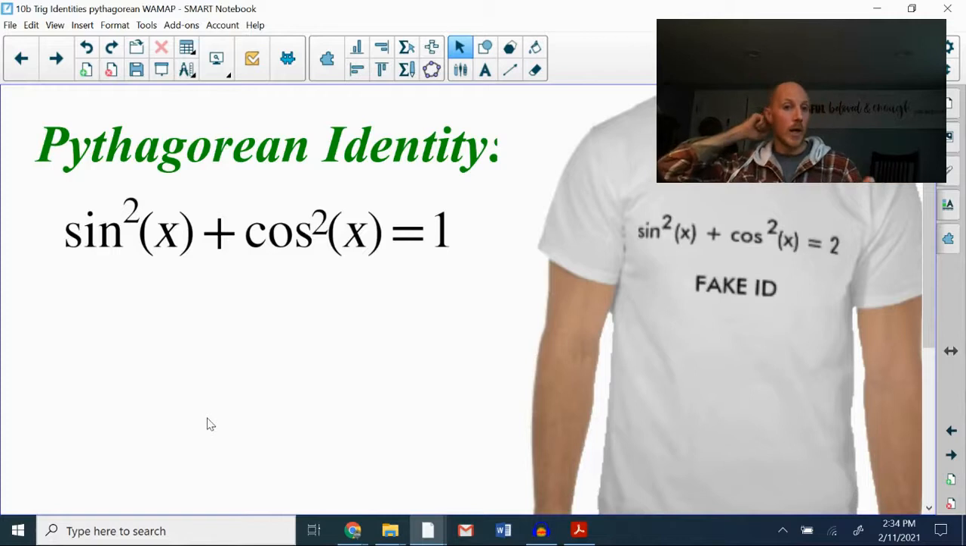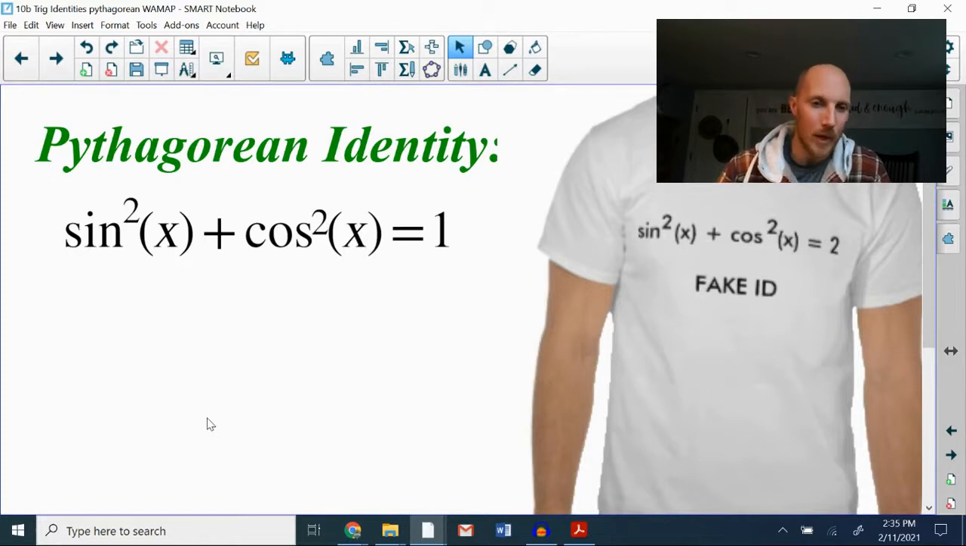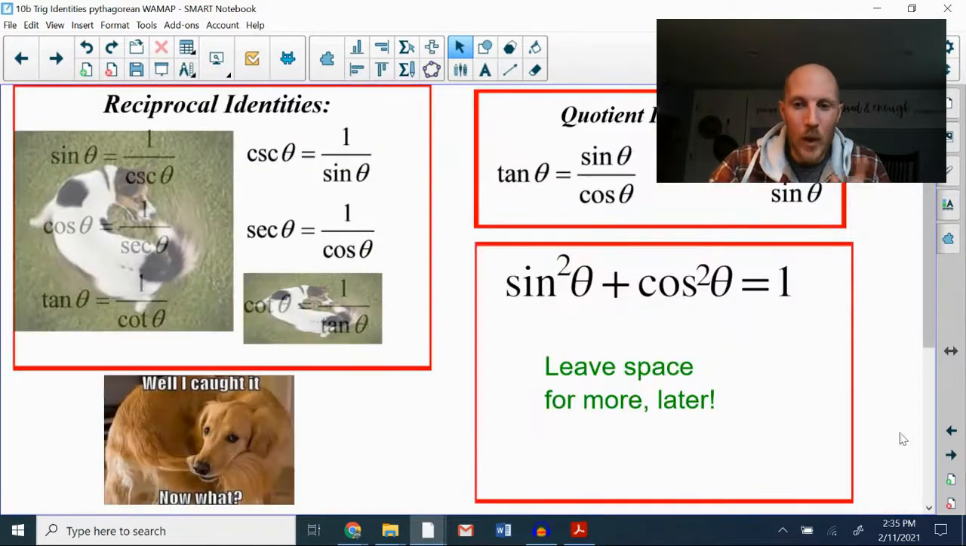Okay, so from the do now, we came up with the Pythagorean identity: sine squared of x plus cosine squared of x equals 1. The variable doesn't make any difference. You call it theta, x, whatever. I wanted to match the t-shirt. So on the right-hand side there, the t-shirt fake ID. That's so funny. Sine squared of x plus cosine squared of x equals 2. What a joke.